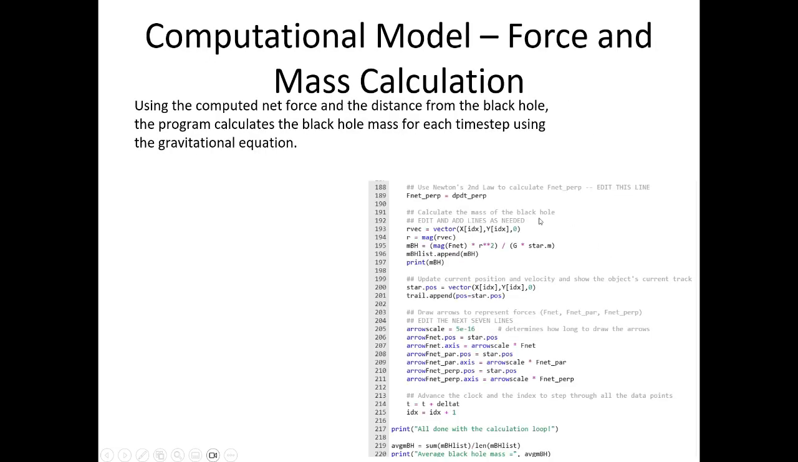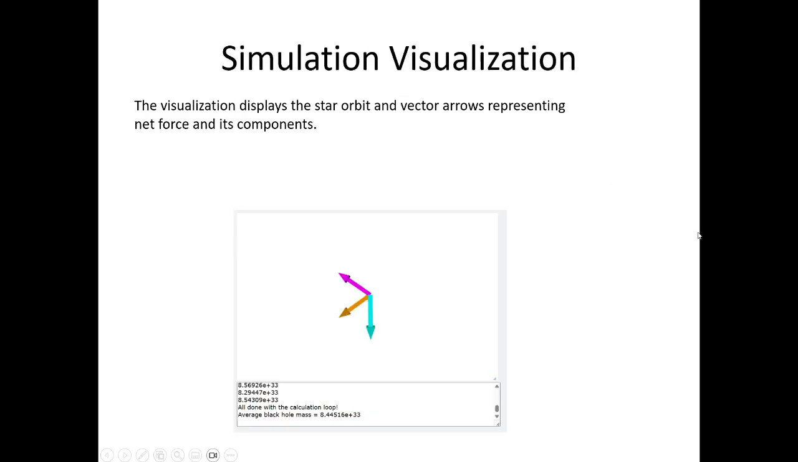After calculating the net force acting on the star, the program uses the gravitational force equation to estimate the mass of the black hole. The distance between the star and the black hole is calculated using the star's position vector. Using the magnitude of the net force and this distance, the code solves for the mass of the black hole using the rearranged gravitational force equation. This calculation is repeated for every time step along the orbit, producing many estimates of the black hole mass.